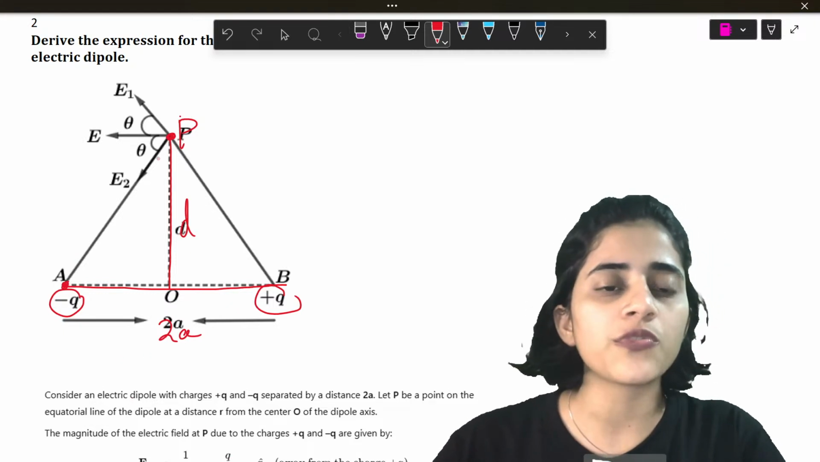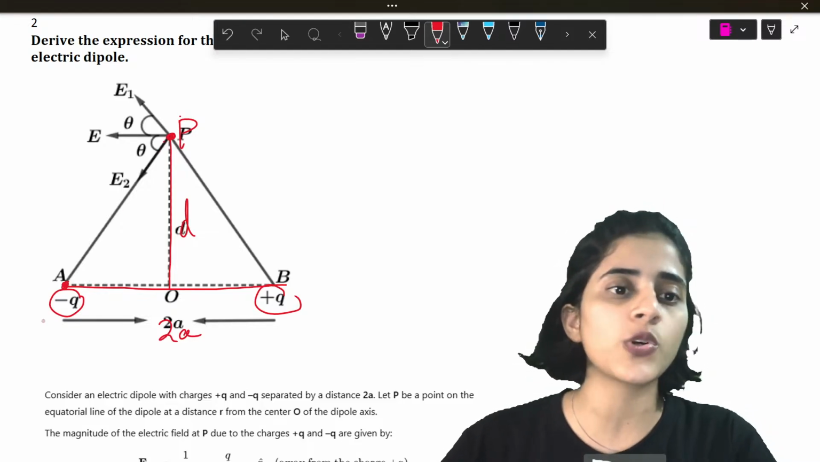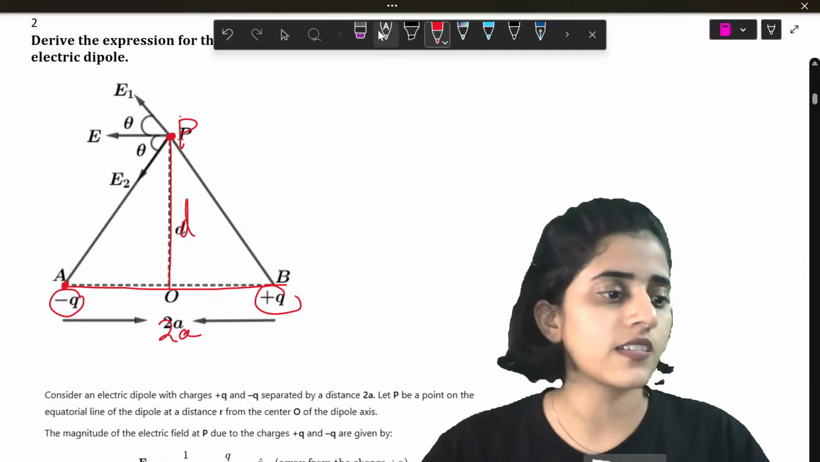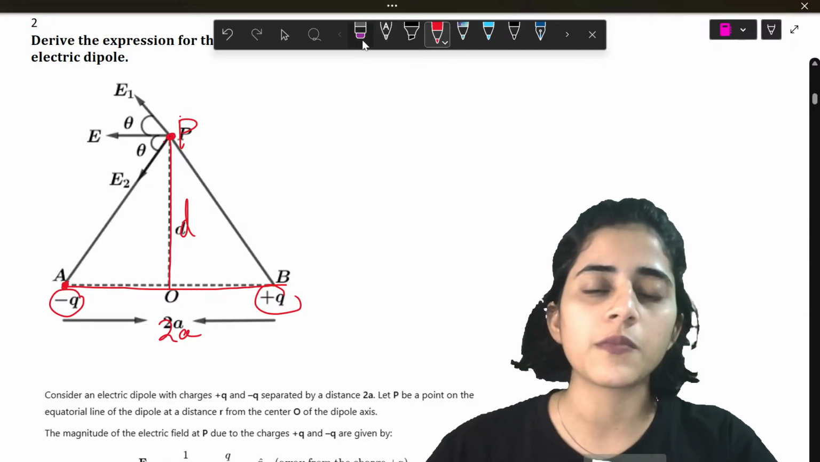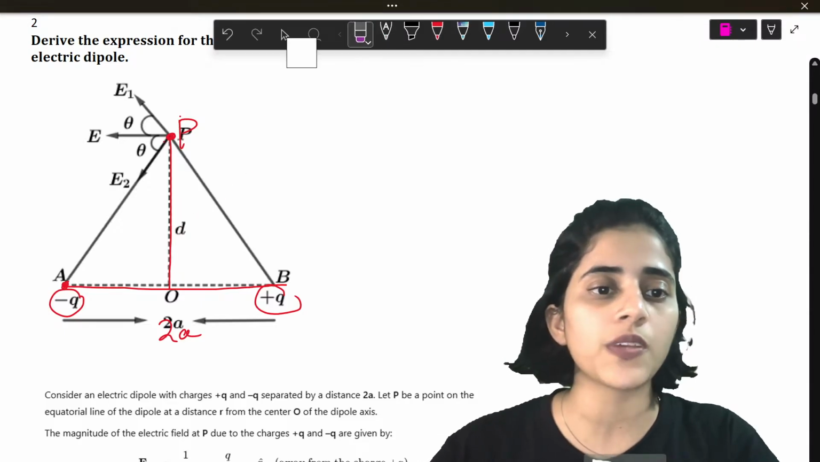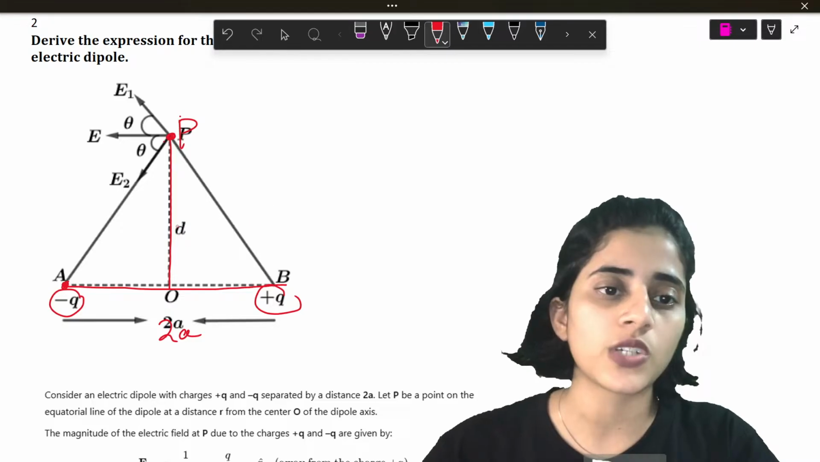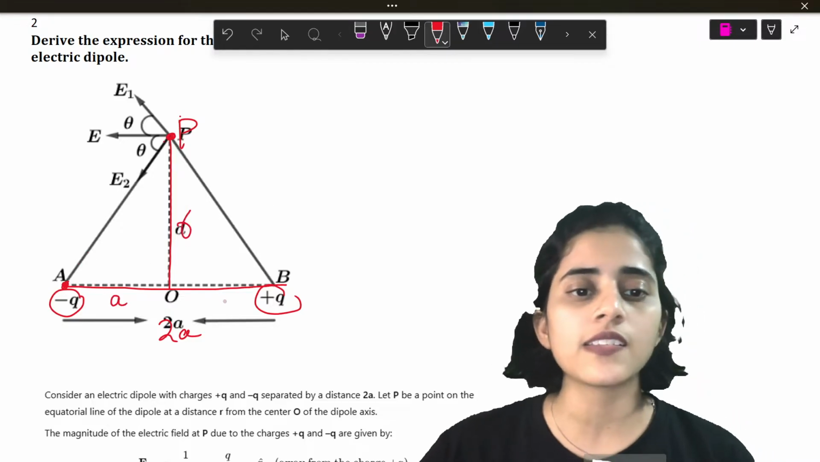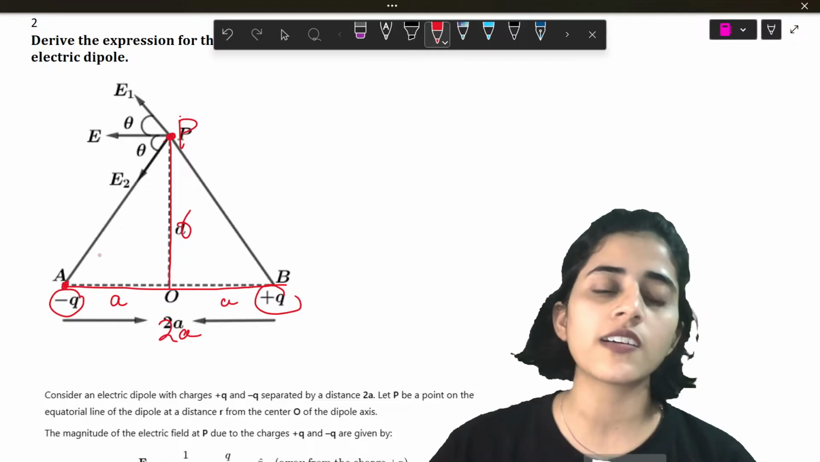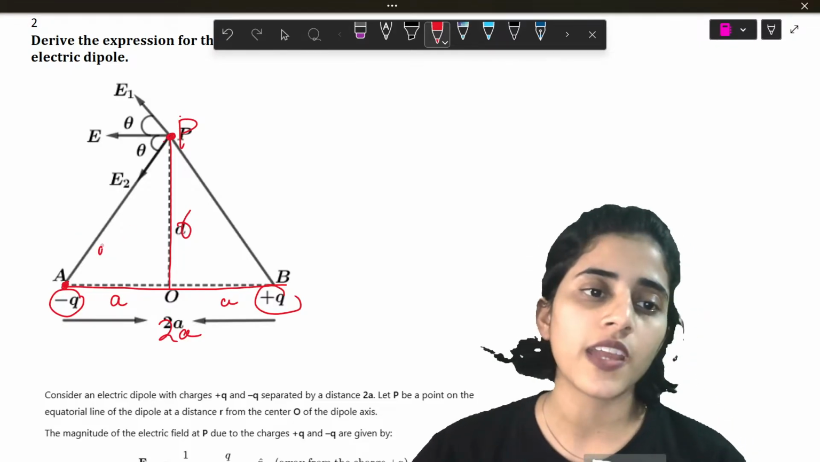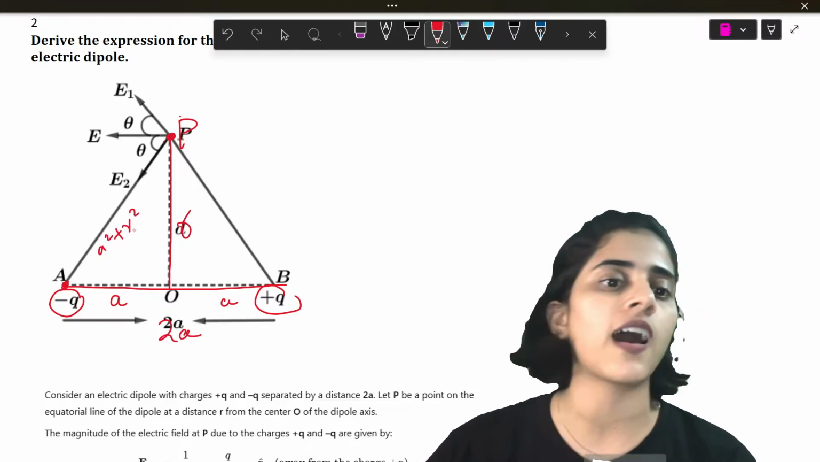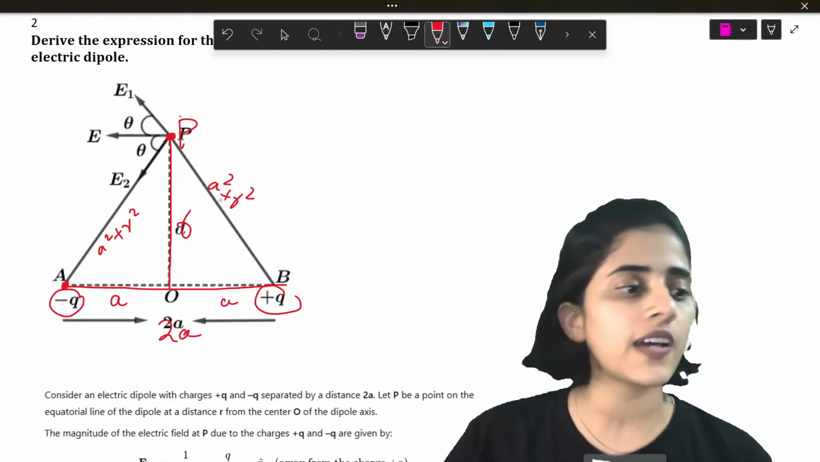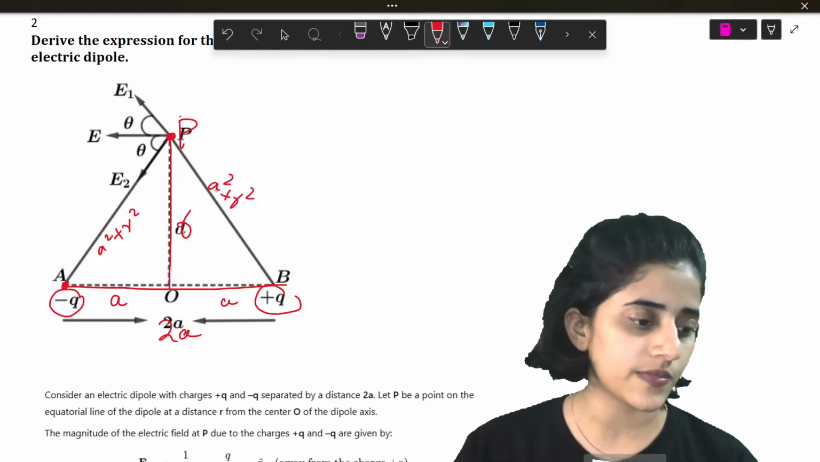Okay. Now, from A to P, the distance is going to be what? Let me just take this as R, okay? Because in your book, it will be R. So, I will take this as R. So, this part is A, this part is A. So, the hypotenuse will be A square plus R square. Here also, it will be A square plus R square.